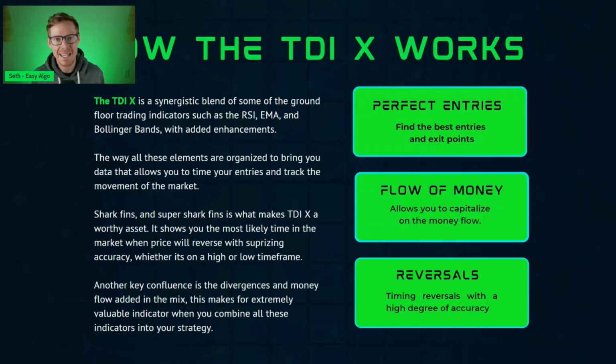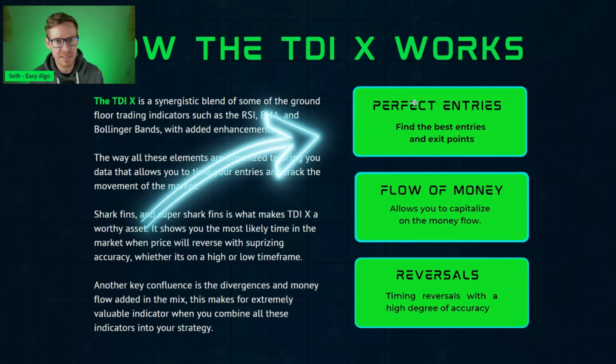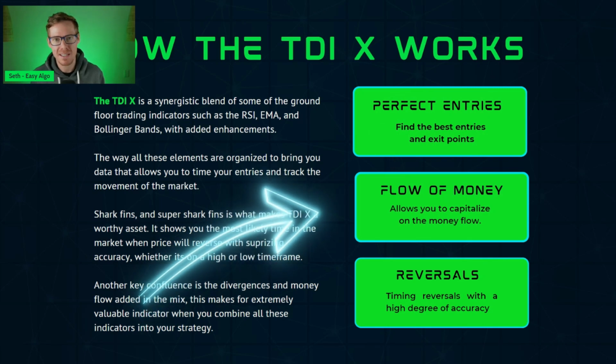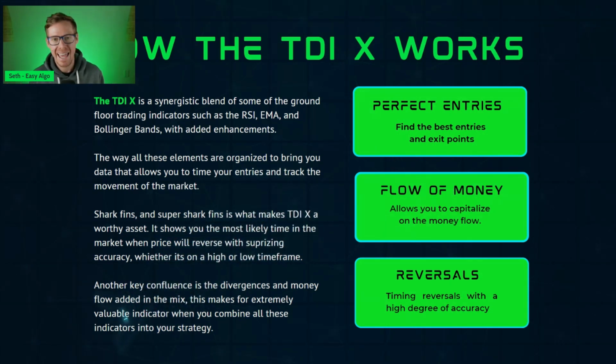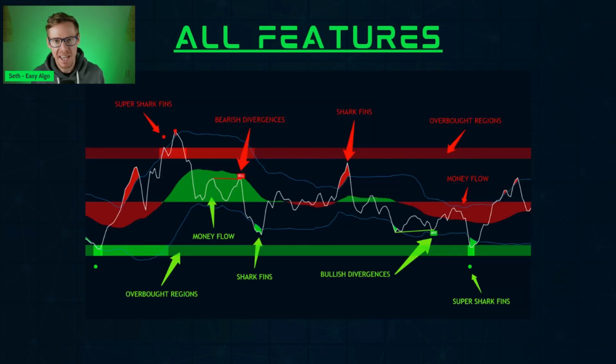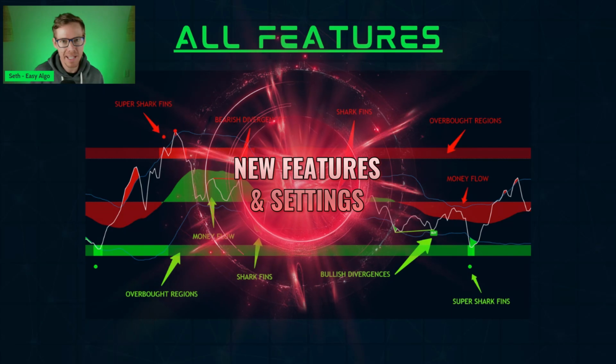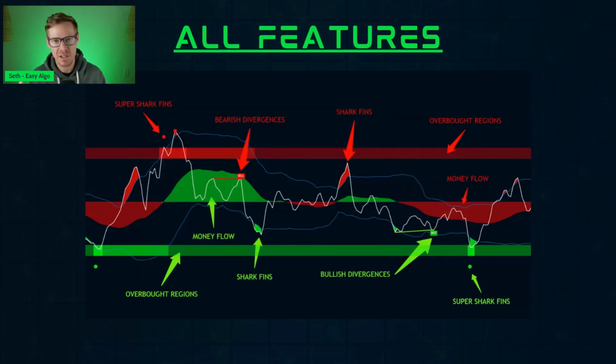But some of its best features are focused on finding the perfect entry and exit points using our money flow system, which allows you to understand the money flow in the market, and for finding these perfectly timed reversals. The TDI X is basically the traditional TDI on steroids. We've added so many new features and tweaks to make this indicator function at a higher level. These are some of the features we've added.